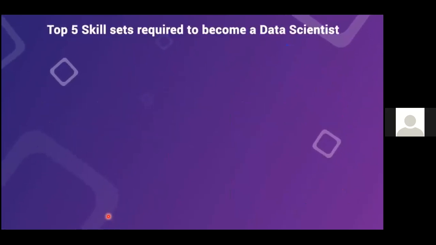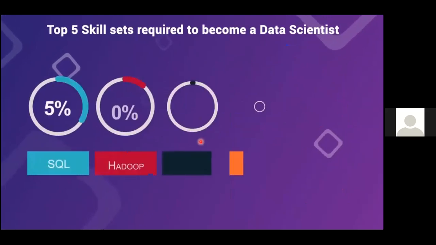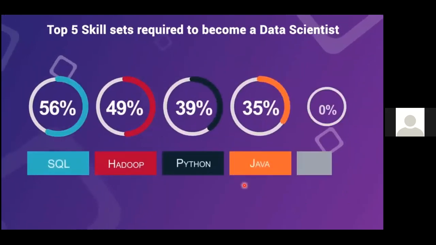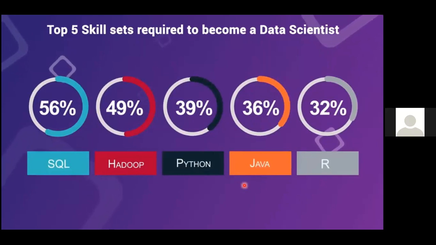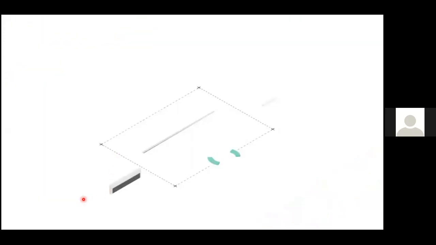Now, let's cover the top 5 skill sets required to become a data scientist. SQL tops the chart, followed by Hadoop and Python. R is catching up too. Knowledge of these tools helps a data scientist derive useful insight. So, this was a brief introduction. I hope that was insightful for you.